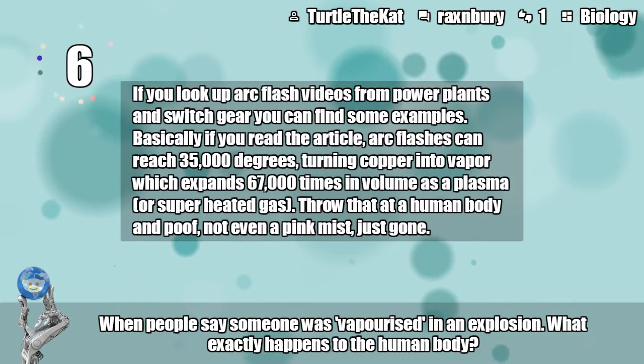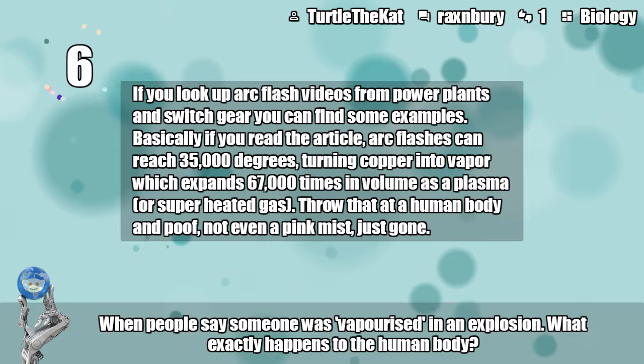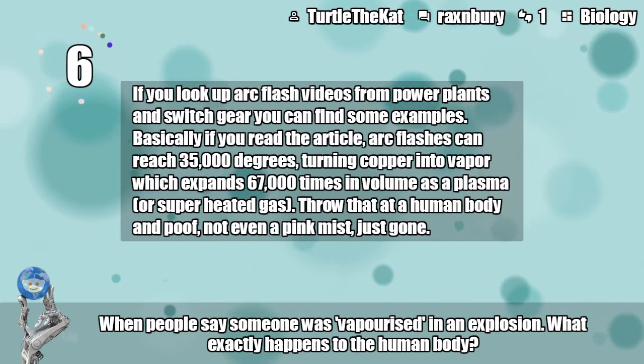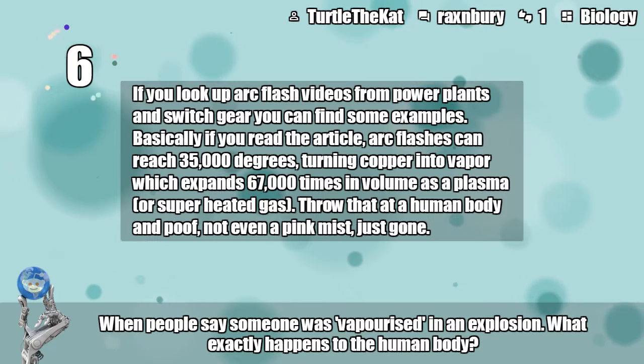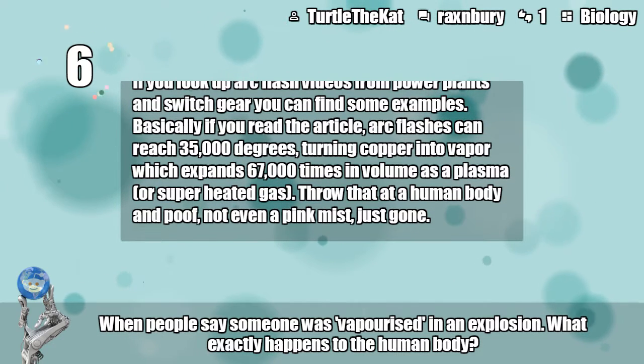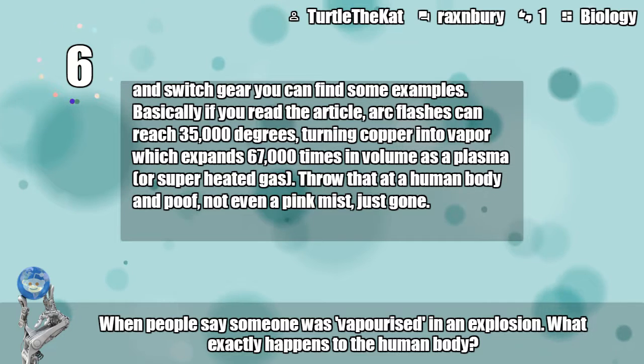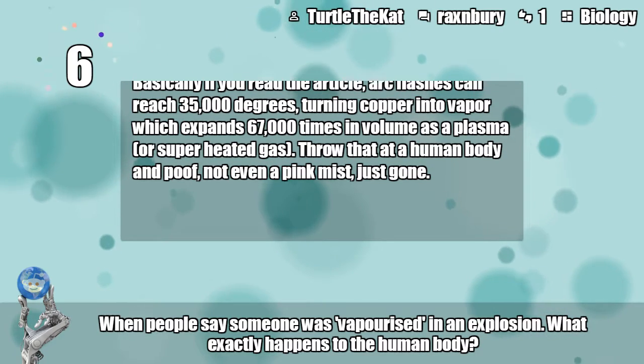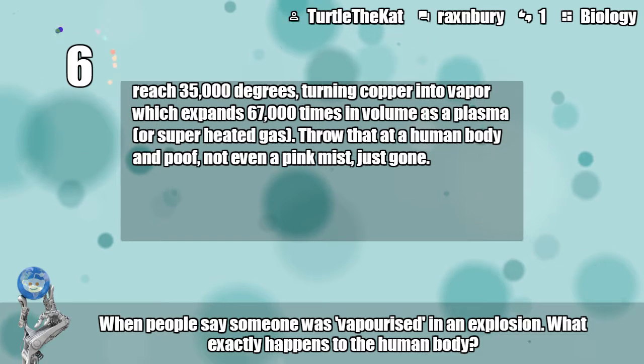If you look up arc flash videos from power plants and switchgear, you can find some examples. Basically, if you read the article, arc flashes can reach 35,000 degrees, turning copper into vapor which expands 67,000 times in volume, as a plasma or superheated gas. Throw that at a human body and poof, not even a pink mist, just gone.